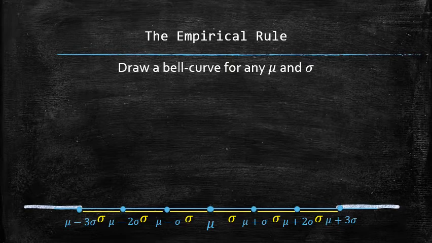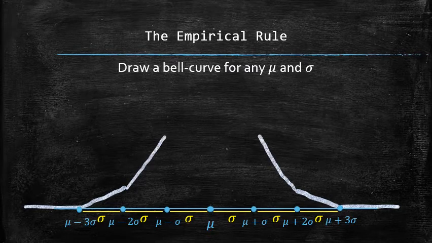5% of the data are outside of 2 standard deviations, so we can continue drawing the tails towards the middle by increasing the slope by a notch. 32% of the data are outside of 1 standard deviation, so we continue drawing the tails towards the middle by increasing the slope by another notch. 68% of the data are within 1 standard deviation, so we connect the tails with the bell-shaped middle part.